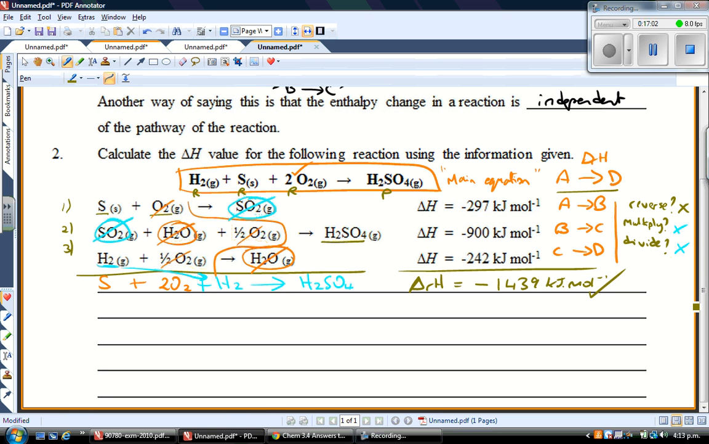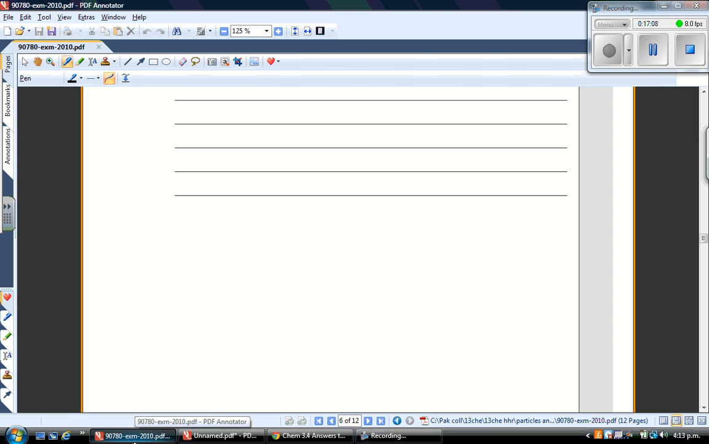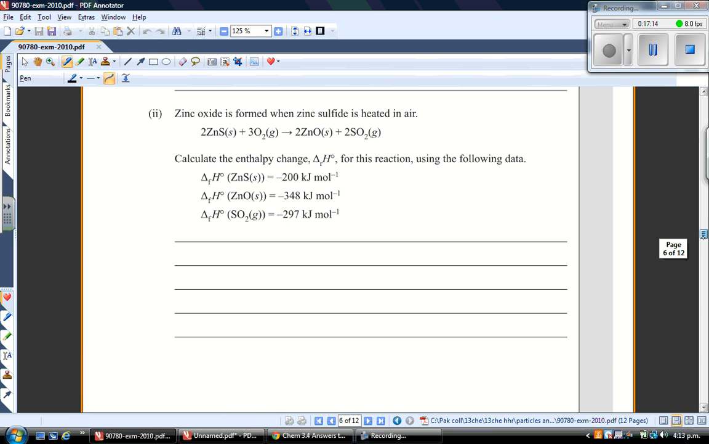So we're going to have to take a look at a more complex question, and I'm just going to pull up a question here from 2010. So this is the 2010 exam question, which was on Hess's law. Let's see where it is. Here we go. So zinc oxide, it's formed when zinc sulfide is heated in air, and that's your main equation. So we identify our main equation, we put a box around it. That's our main equation.